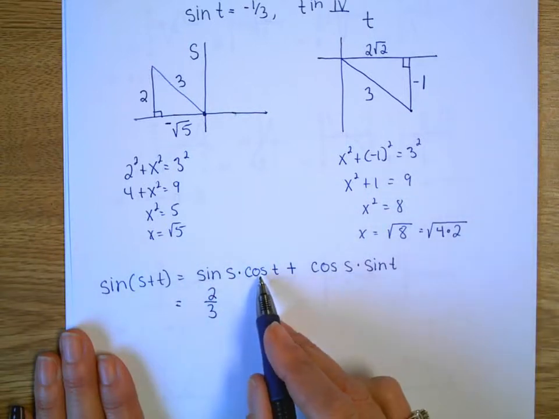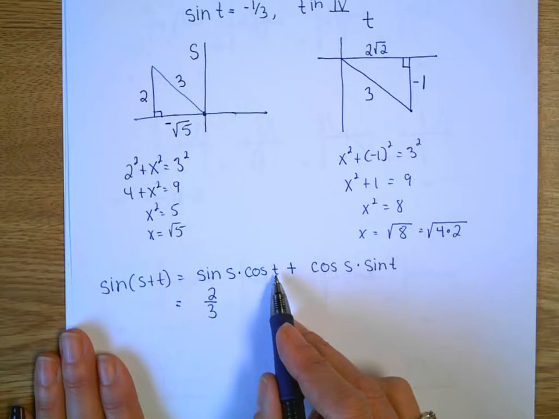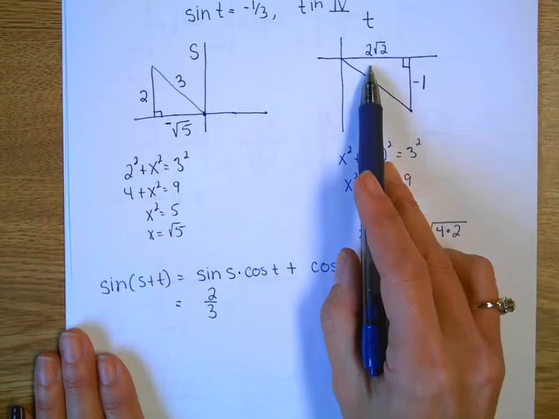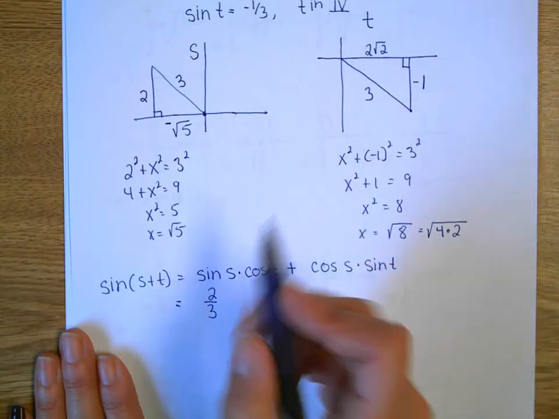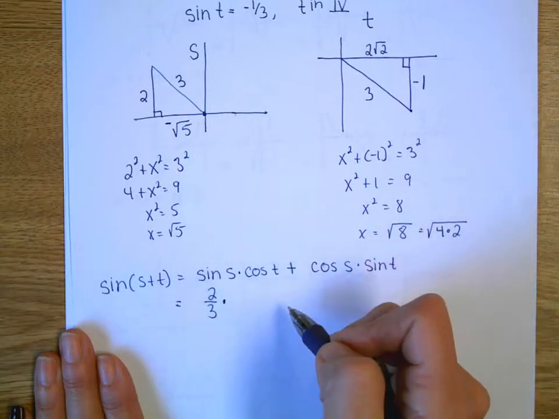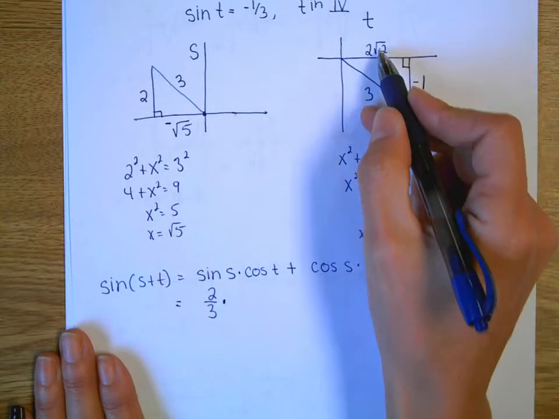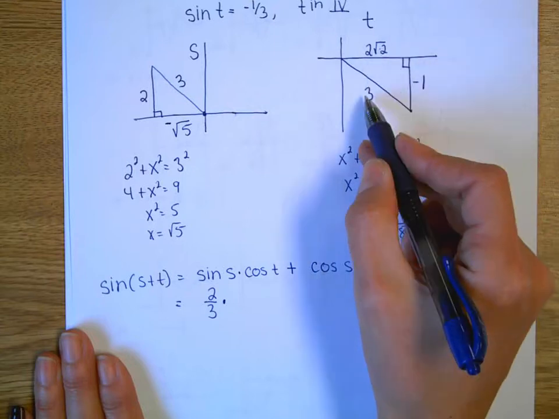I need the cosine from angle T. So that tells you to go over to your triangle T. What's the cosine ratio there? 2 square root of 2 over 3. Yep, adjacent over hypotenuse. So 2 square root of 2 over 3.